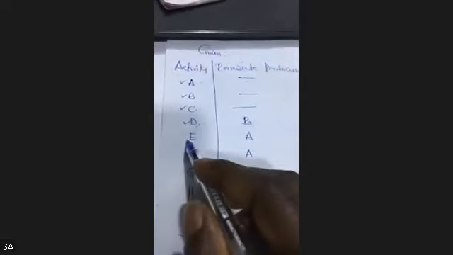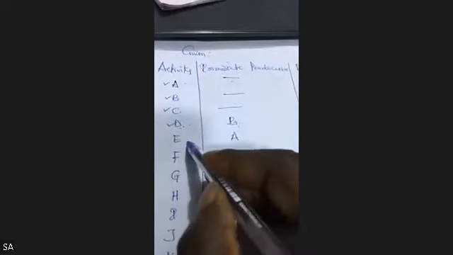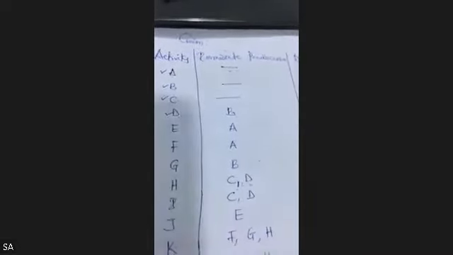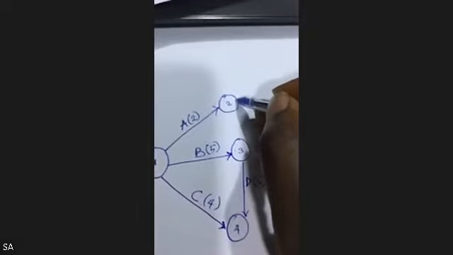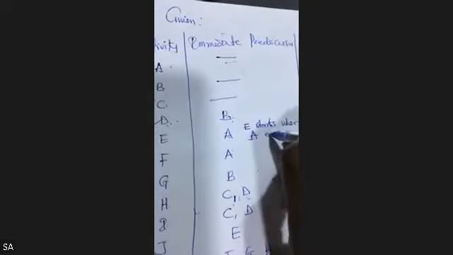Now, let's go to E. That means E must start where A ends. So ask yourself, where is the starting point of A? This is the starting point of A. This is the end point of A. And E must start where A ends. Let me write this for you: this means that E starts where A ends. A ends here, so E starts from here.